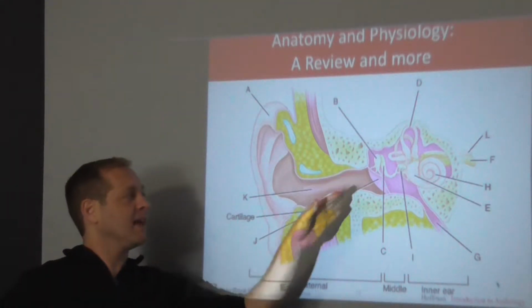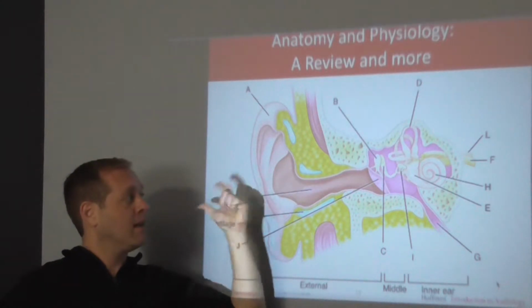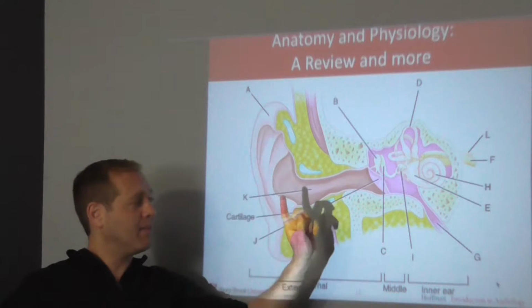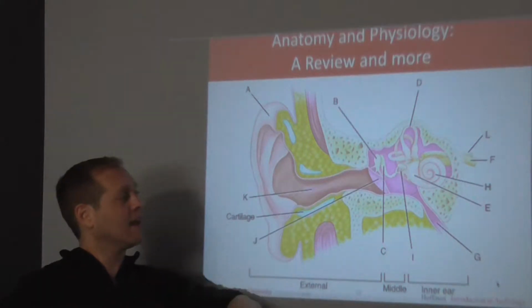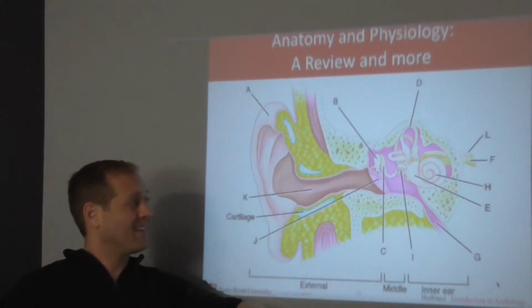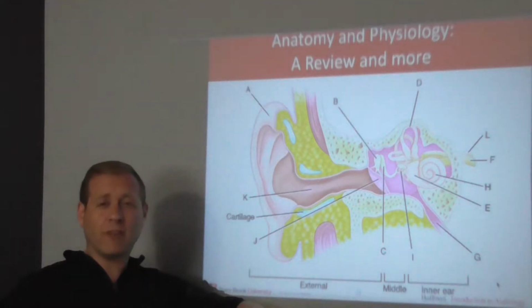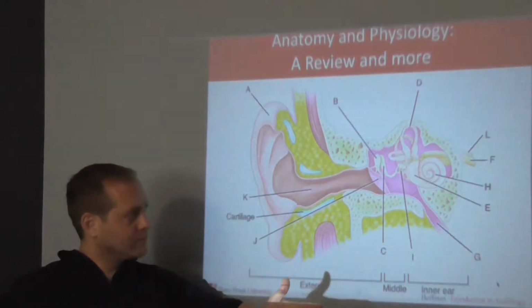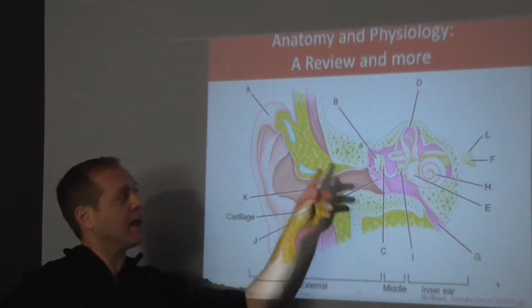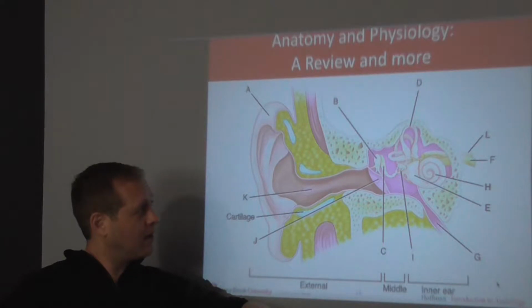The malleus is connected to the tympanic membrane. Then the incus is in the middle, connected to the malleus and the stapes. And the stapes is connected to a structure of the inner ear, at a location called the oval window. We'll get to that in a minute. So the middle ear has the 3 ossicles.